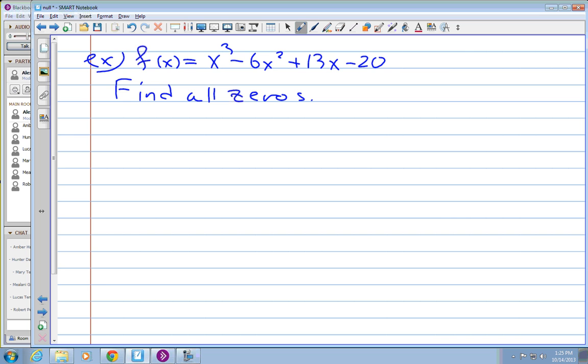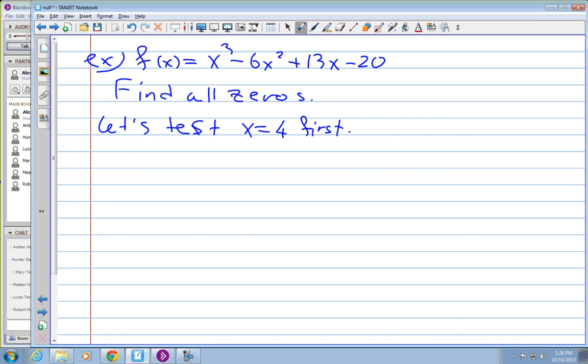Because if you're just going to start guessing which number might work, how many numbers can you choose from? All of them, right? Any number can work potentially, so that's really not a good way to do those problems. So I'm going to give you a hint on this one. Let's test x equals 4 first. Okay? So that means we're going to run through the synthetic division.